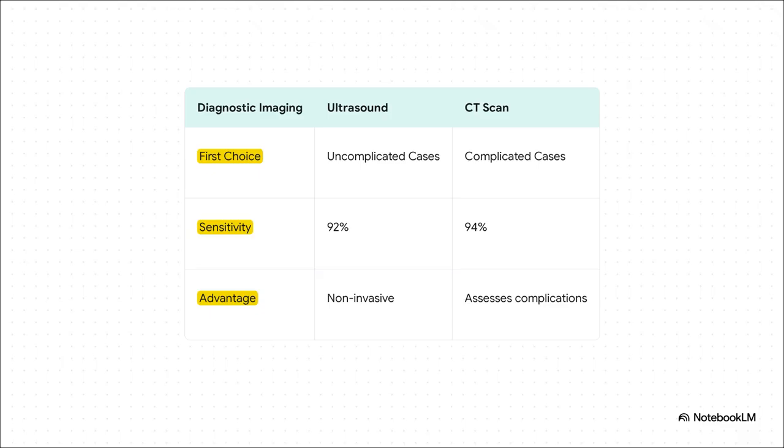So how do we actually stage a patient? Well, it all comes down to imaging. Ultrasound is a fantastic first look for uncomplicated cases. It's non-invasive, has a solid 92% sensitivity. But the CT scan, that's still our gold standard. Its sensitivity is slightly higher at 94%, and it has the critical ability to really see complications, like abscesses, and just as importantly, rule out other things that can look a lot like diverticulitis.